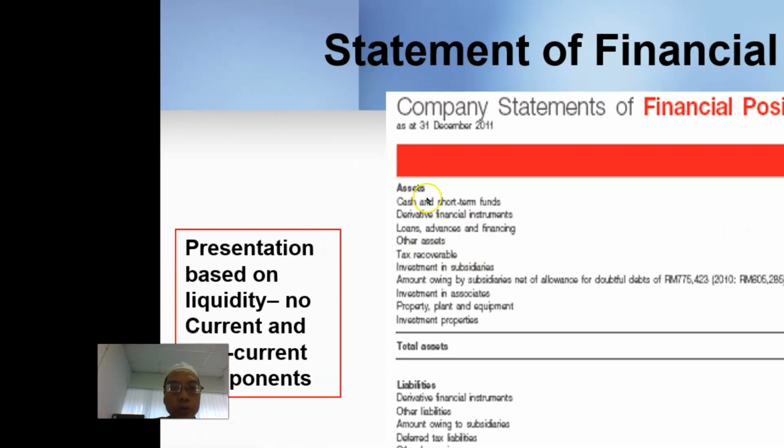So if you see the assets, there's only one big category of assets. But then under assets, the items are shown in terms of their liquidity. The top one is cash and short-term funds. These are the most liquid assets, and then the bottom one is investment properties. These are the assets with the least liquidity.